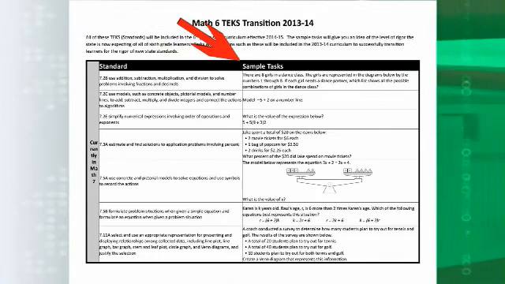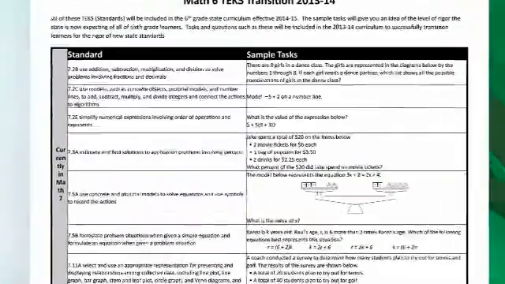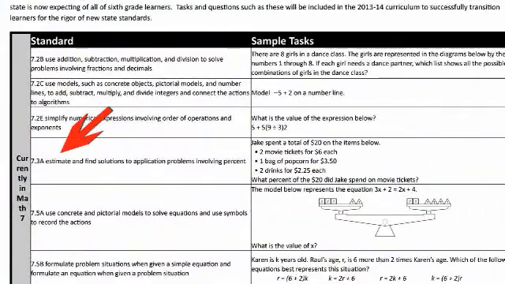a sample task. One of the things that's interesting is if you look at the first page, it's 7.3a. This is previously taught in 7th grade classes, and the standard reads, estimate and find solutions to application problems involving percent. This is the type of question that our 6th graders will now be asked to use or solve.